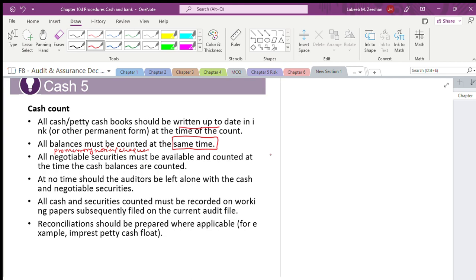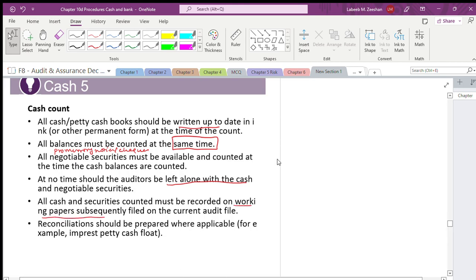At no time should the auditors be left alone with the cash. That means two people have to be there, which is very important. One should be from the client side and one from the auditor side. All cash securities must be recorded on working papers.